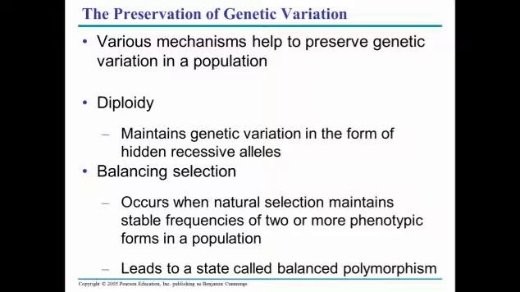So balancing selection basically occurs when natural selection maintains essentially stable frequencies between two or more phenotypic forms in a population. So essentially one is not favored, but two are favored at about equal rates, two different phenotypes. And this leads to what we call balanced polymorphism, where again you have two or more different morphs that are favored.